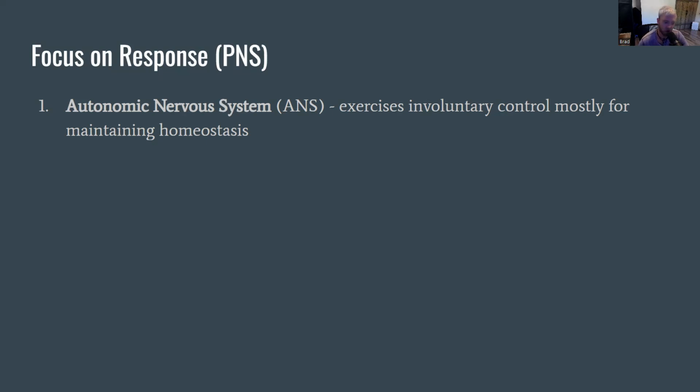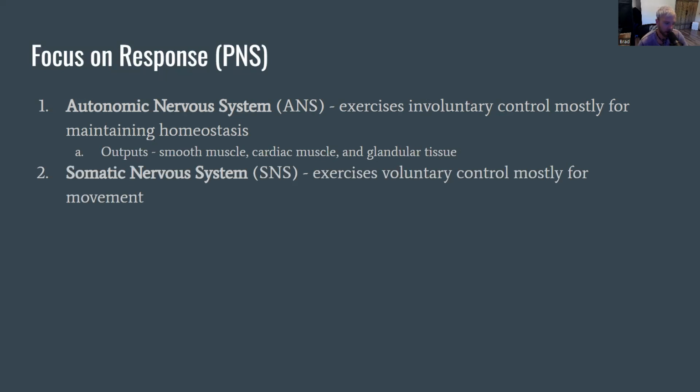And so you can think autonomic is homeostasis. So it's maintaining balance in the body. And so obviously the outputs could be smooth muscle, cardiac muscle, glandular tissue, that sort of thing. But it could also be stuff like sweat glands, and things like that. And then you have the somatic nervous system.